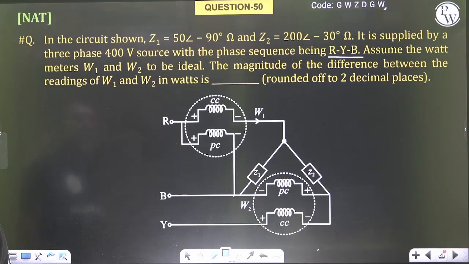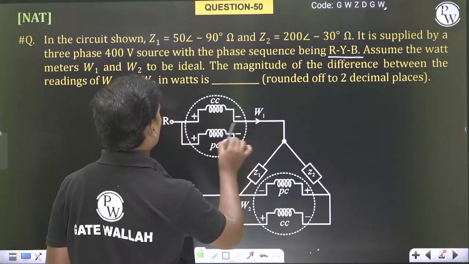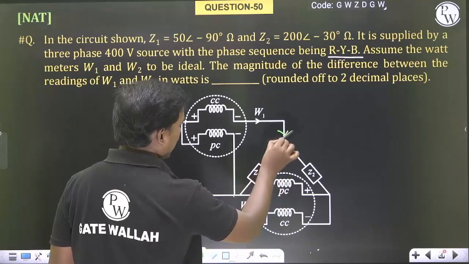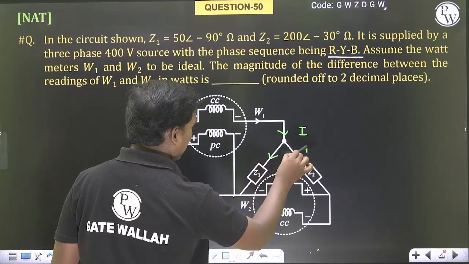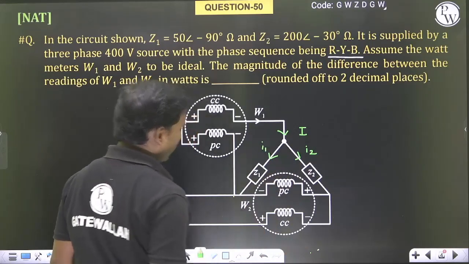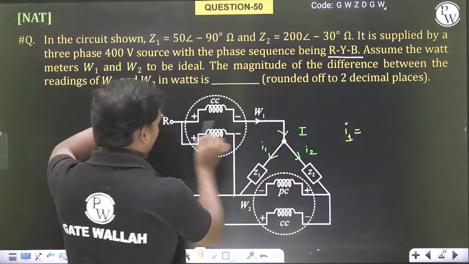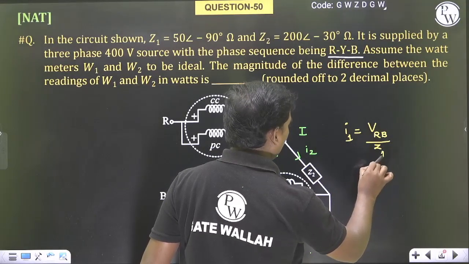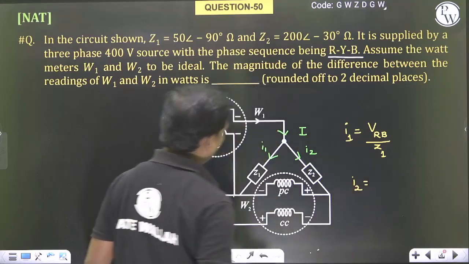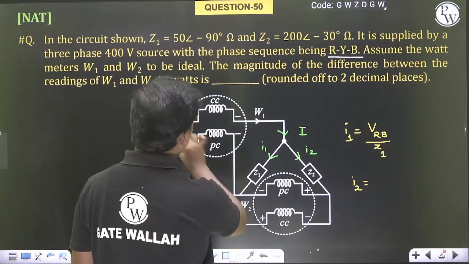Z1, Z2 is given. Next, the magnitude of the difference of the readings is asked. First of all, what is the reading of these currents? The total current I comes here and is split into two parts. Let us take this as I2 and this as I1. I1 is the voltage VRB by Z1, whereas I2 is going like this.